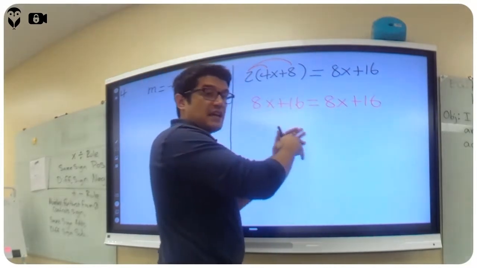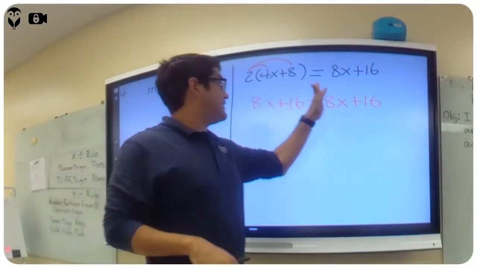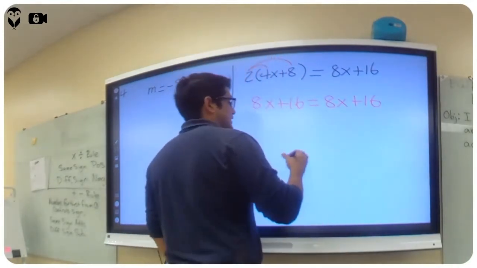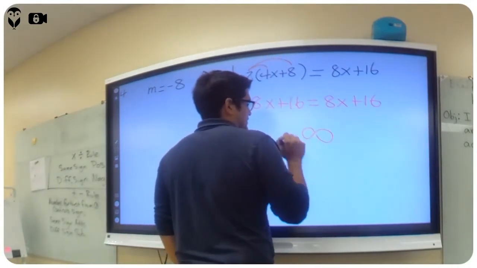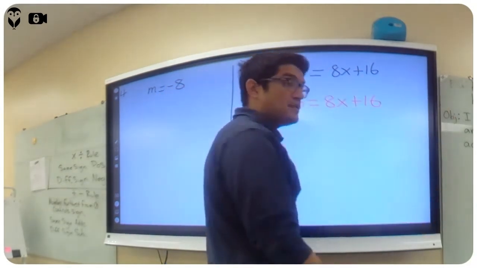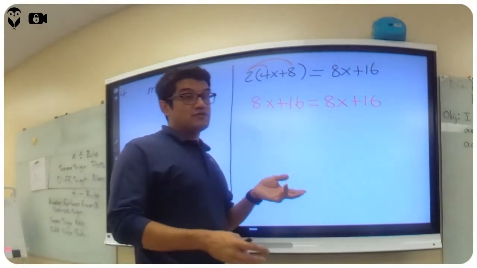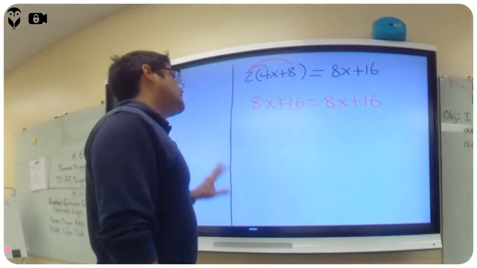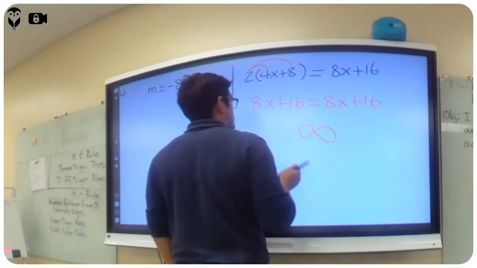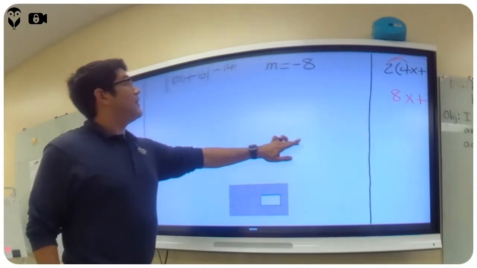If this side is ever equal to this side, exactly the same thing, 8x plus 16, everything is exactly the same, then the solution is infinite. There are an infinite amount of solutions. Anything you put in for x for this side is going to equal the same thing on this side because both sides are exactly the same thing. So there isn't one solution. There isn't no solution. There's an infinite amount of solutions. So the answer for this one is all possible solutions for the letter x, or for me, you can just write infinity.